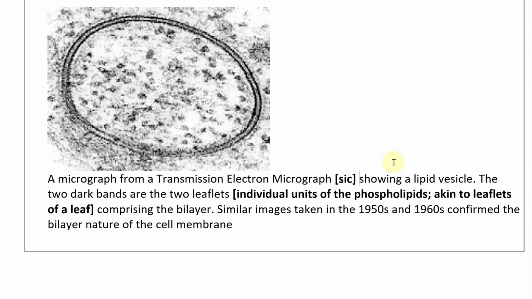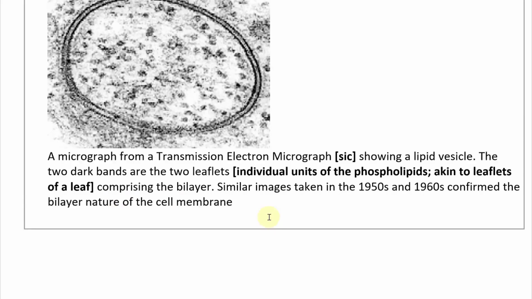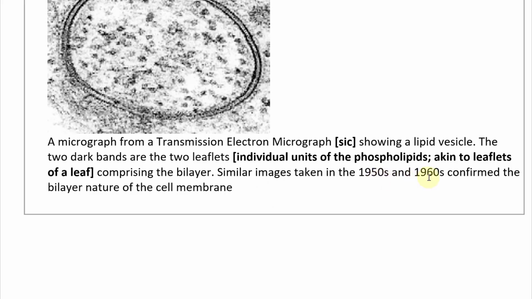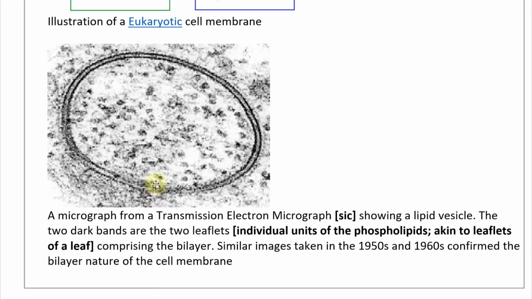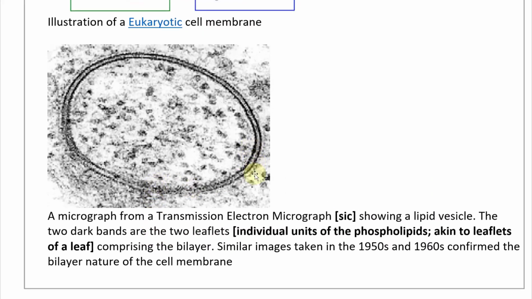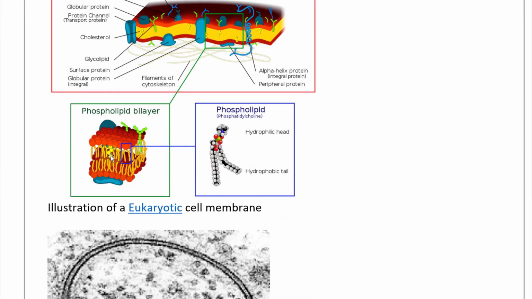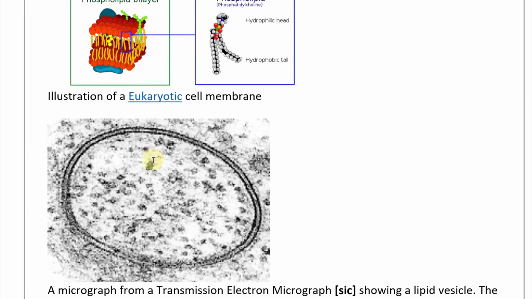Showing a lipid vesicle. The two dark bands are the two leaflets, or individual units of the phospholipids, akin to two leaflets of a leaf, comprising the bilayer. And similar images taken in the 1950s and 1960s confirmed the bilayer nature of the cell membranes. Very fascinating stuff there. You could consider these as kind of like leaves spreading out of this bilayer center part.